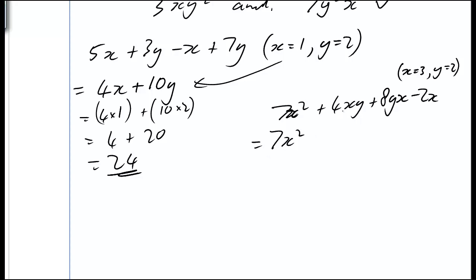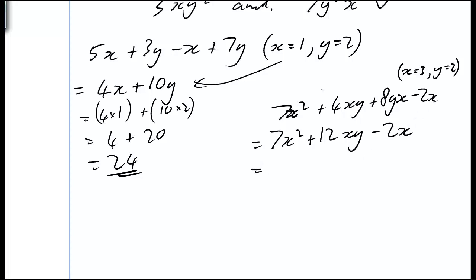Now, we've got 4xy and 8yx. The order of the letters doesn't matter. 4xy is a like term to 8xy because it's got the same letters, the same variables. So we can add those two together. So 4 plus 8 is 12, so it's plus 12xy. Normally we put the letters in alphabetical order. X comes before y, so we put x and then y. And then take 2x. There's no other like terms that have just got x in it that you can add that minus 2x to.